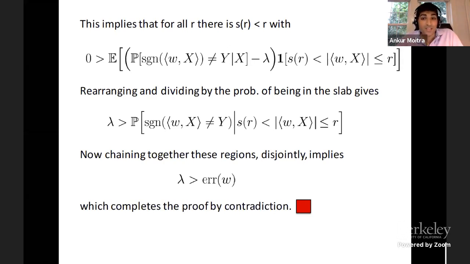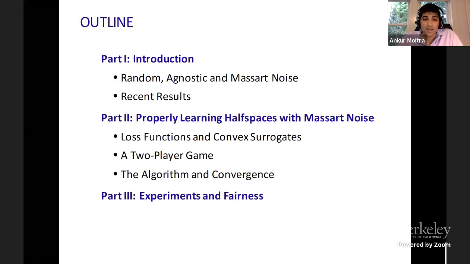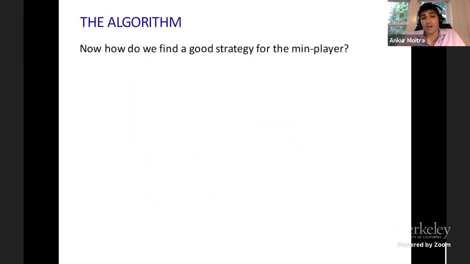So that was the most technical part of the proof. But my point was that it's actually a very simple analysis. And now let's put this all together into an actual algorithm, right? Because what we've said so far is that we have a two-player zero-sum game where it suffices to reach a good equilibrium in order to solve the learning problem that we care about, even in a rich model of noise like the Massart noise. So now how do we actually find a good equilibrium?